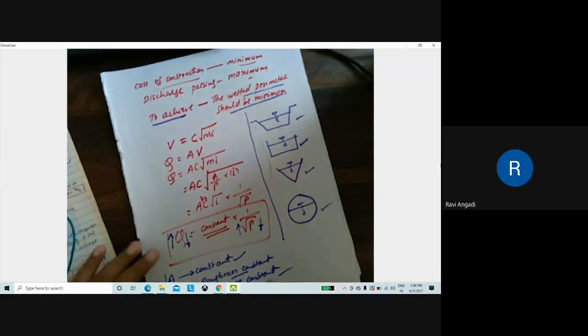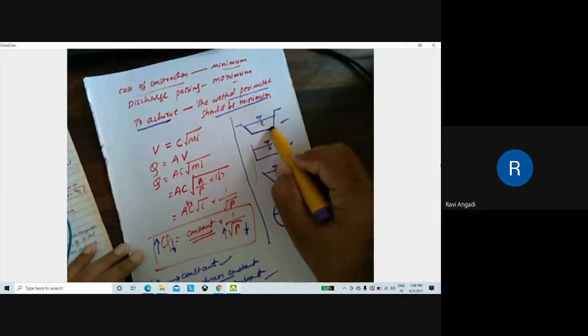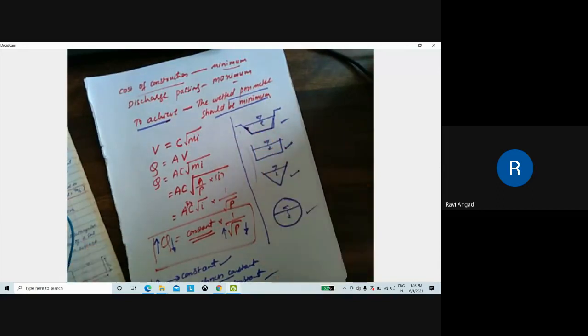Wetted perimeter means how much length of the water is in contact with the surface. So that much resistance it will experience. How much area it wets, that much will be the resistance. If it wets a lesser area, the resistance will be less. Obviously, it will carry the maximum discharge.